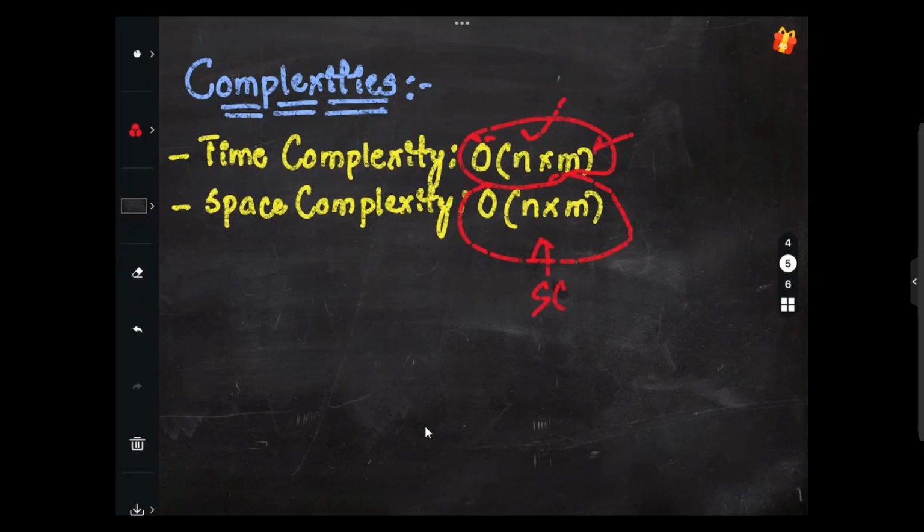So the time complexity and the space complexity for the code that we'll be writing would be big O of n into m and big O of n into m respectively, right? So now as we are completely familiar with the complexities and the approach, we are good to write the code. Let's start writing the code.